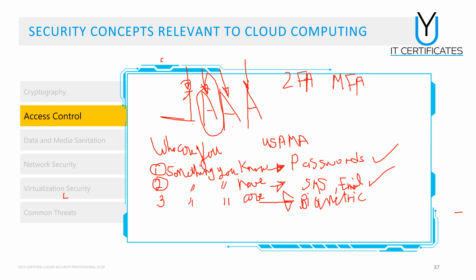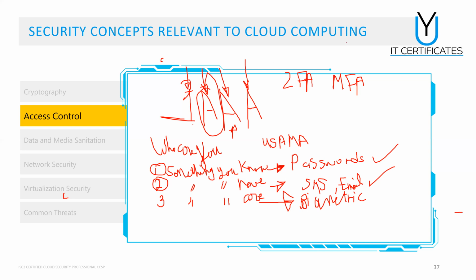The third A is authorization. What are the permissions you are allowed on the network? You are allowed to use specific applications, specific resources, services, hardware, software, whatever.